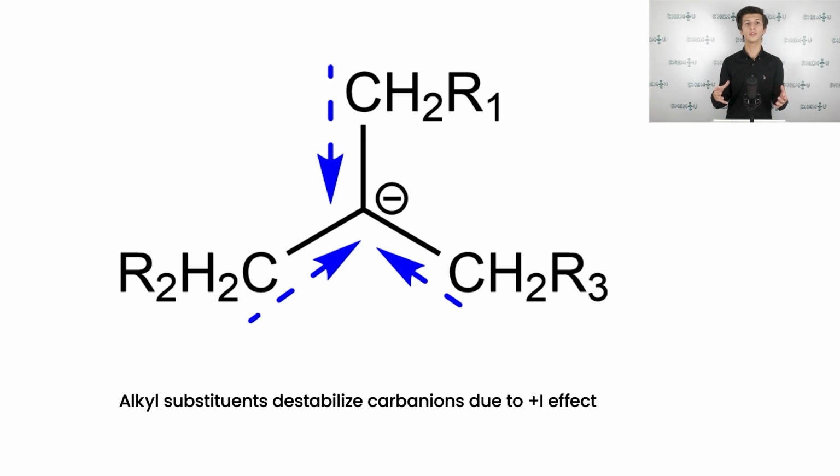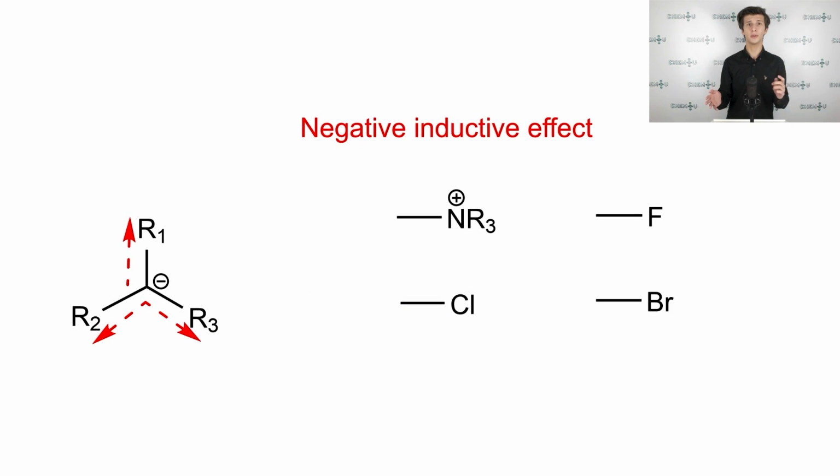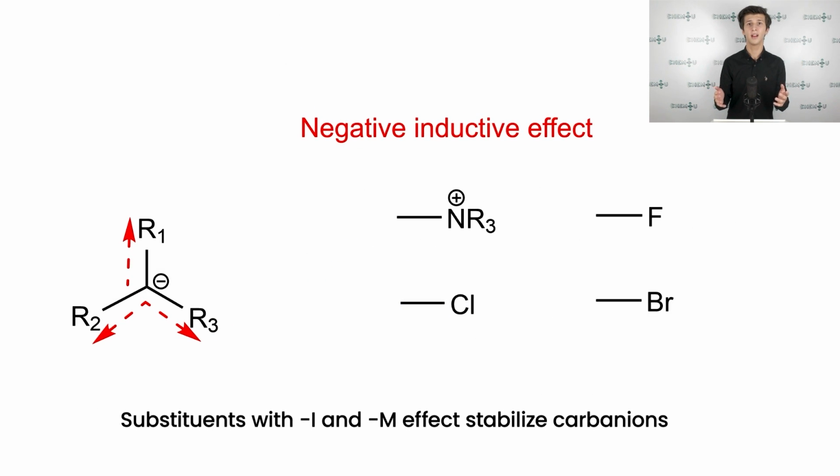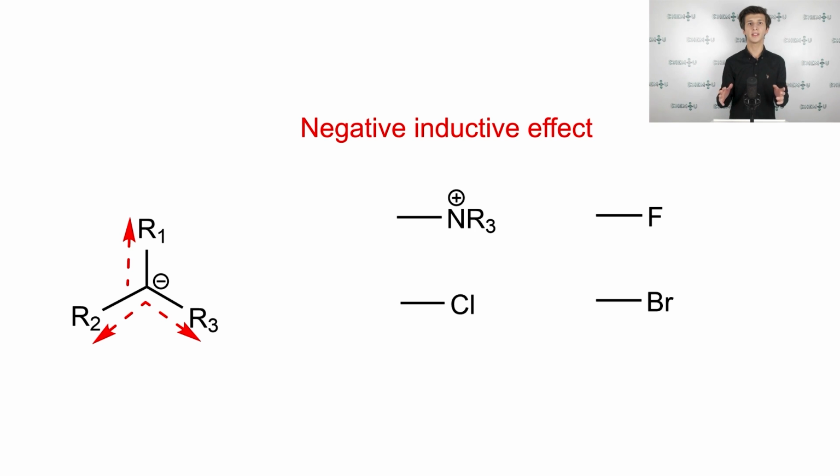Now we have understood the carbanion stability is vital for the E1CB mechanism. But how can we then stabilize a carbanion? Substituents with -I effect, and of course substituents with negative mesomeric effect, -M, have a positive influence on carbanion stability. The first group can withdraw electron density from the central carbon, thus increasing its stability. The negative inductive effect is depicted with dashed red arrows.